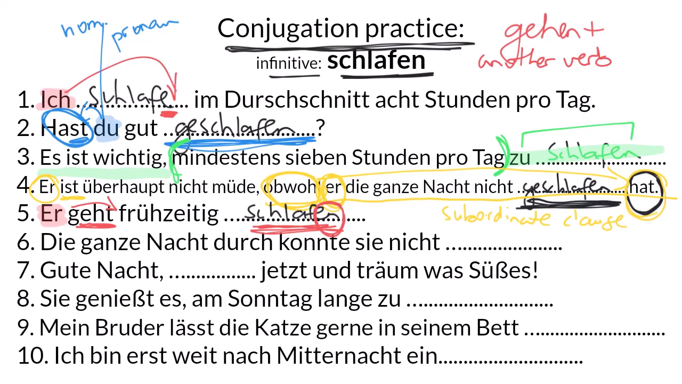Number 6, die ganze Nacht durch konnte sie nicht schlafen. The whole night, through the whole night, she couldn't sleep. Now, look at where the person in charge of the verb is. Here it is, sie, all the way in the 6th position, the 6th word in the sentence. Why is it there?